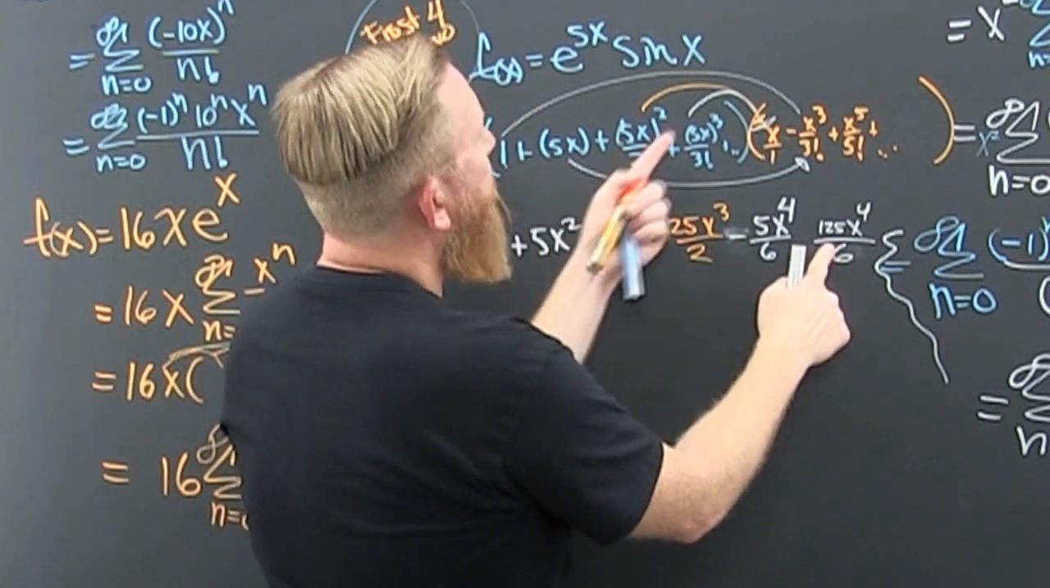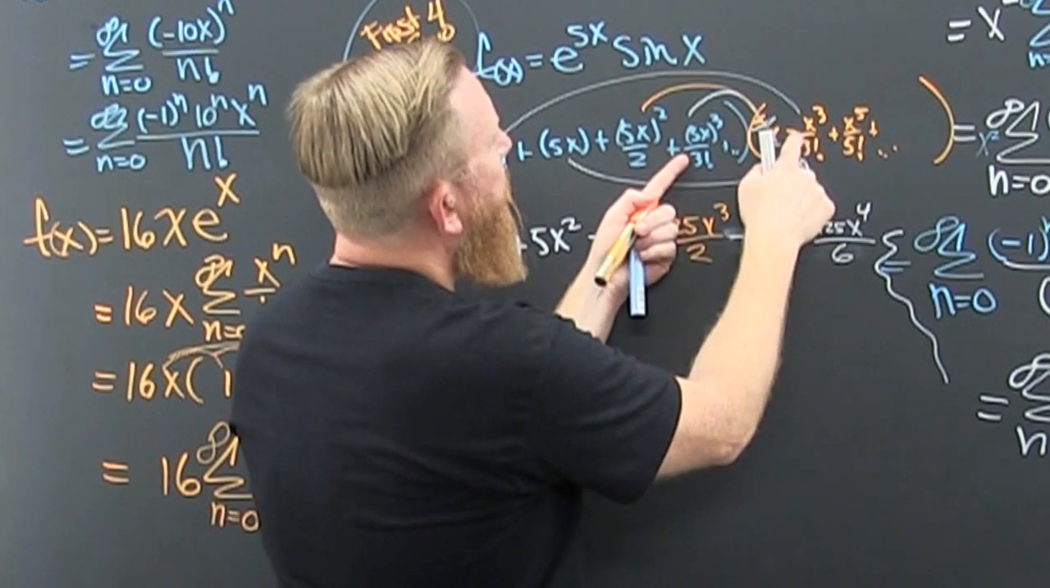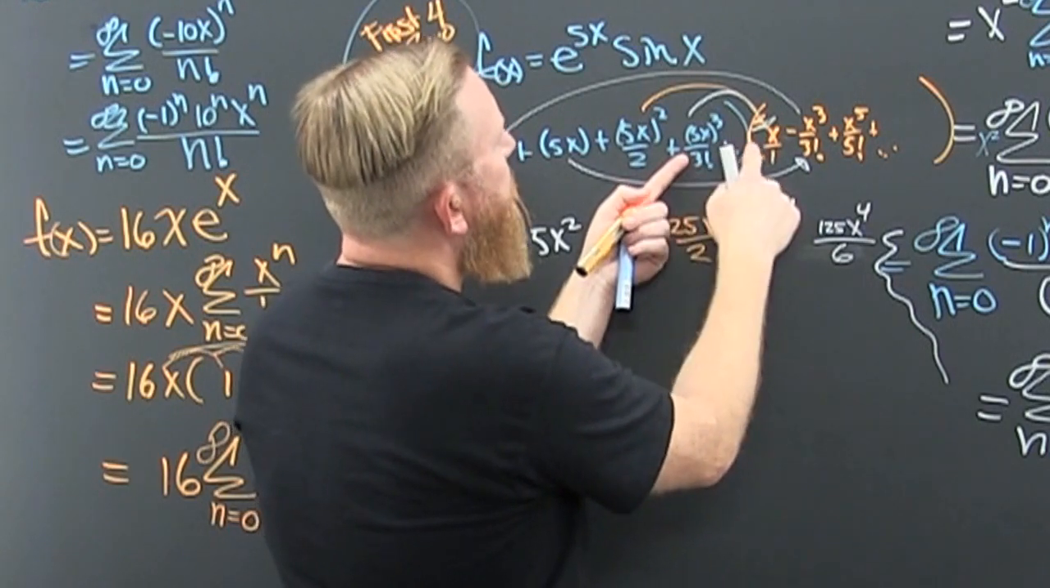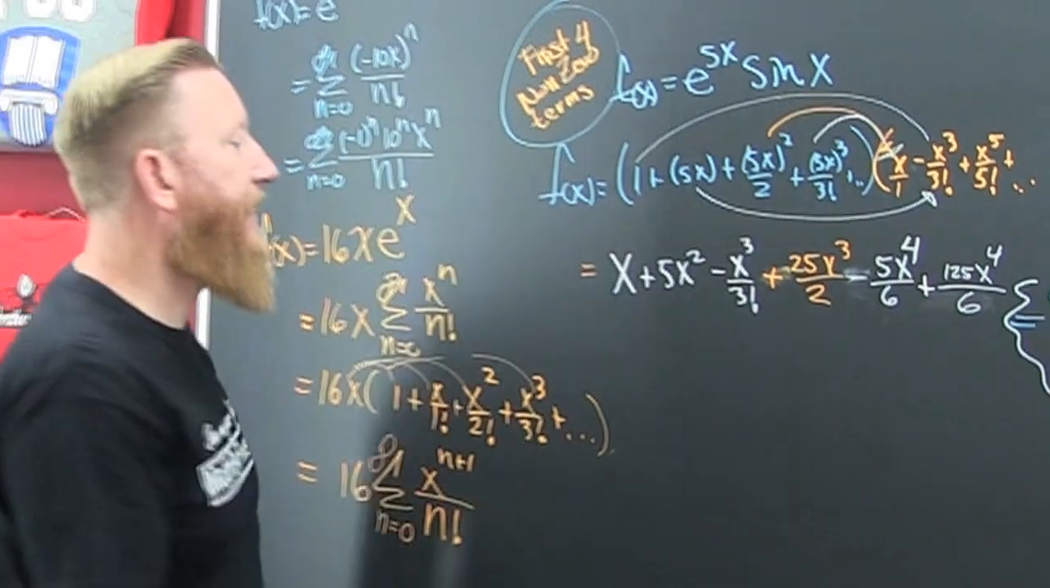What's the sign on that? That's the 3rd power. That one is to the 4th. That's the one we're looking at. So that one's a plus. So now all you've got to do is clean that up.